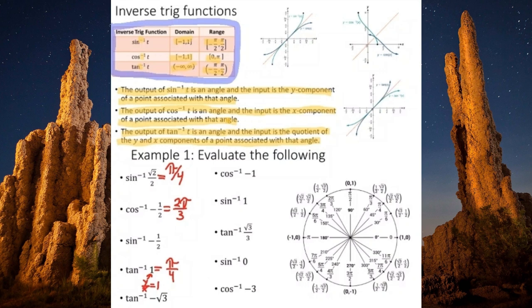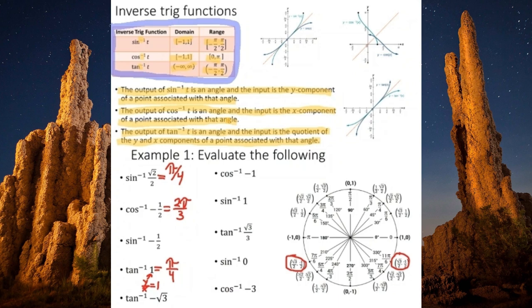Next, we're going to evaluate sine inverse of -1/2. Here, we're trying to find points with y components of -1/2 because we're working with the sine inverse function. And here, we can find two angles where the y component is negative 1/2, those being 7 pi over 6 and 11 pi over 6. The problem is these angles are too big for my range of sine inverse of t, because my range is between negative pi over 2 and pi over 2.